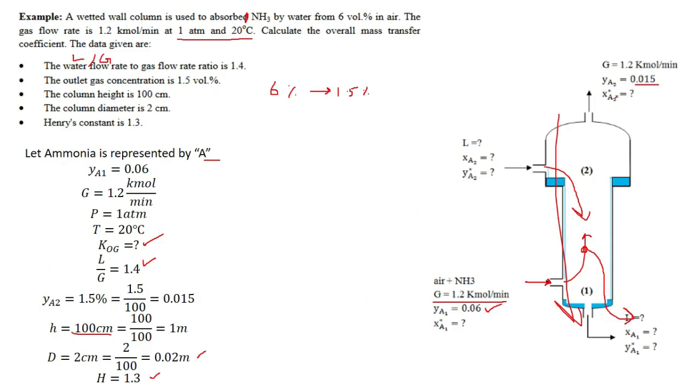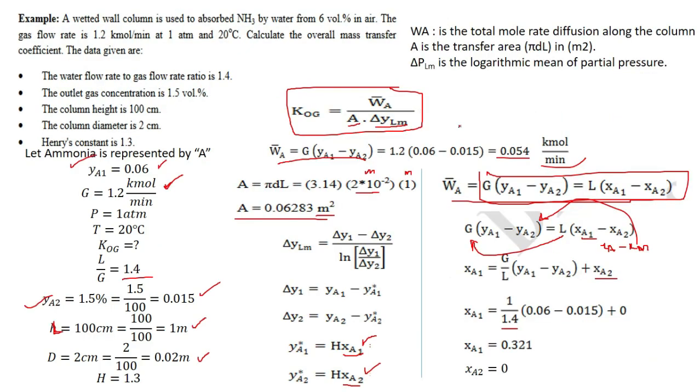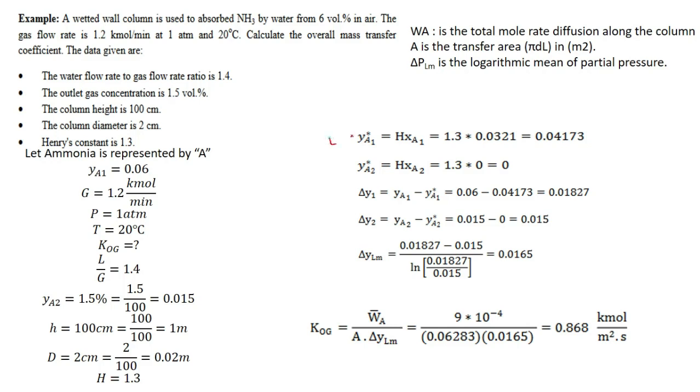I am assuming that at this point in the liquid, water contains no ammonia. Here the water which is coming in contains 0 ammonia. So that's why xa2 can be assumed 0, and the xa1 will be calculated for this. Now put the xa1 and xa2 here. You will get ya1 star and ya2 star.